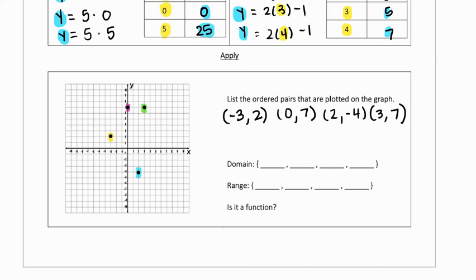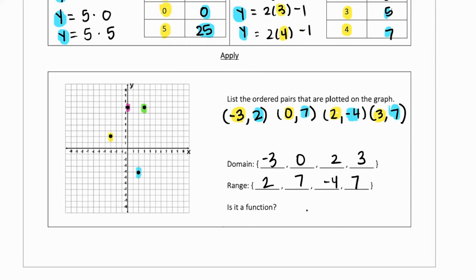So remember domain. Domain always comes from our x values or our inputs. Those are always the first letter in the alphabet between the pairs. So x's go with domain. So we're going to fill in all of our x values here. We have -3, 0, 2, and 3. Our range comes from all of our outputs or our y values. So those are the second thing. We're going to list them in our range list, so 2, 7, -4, and 7.